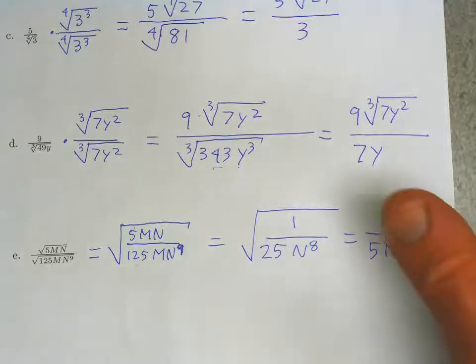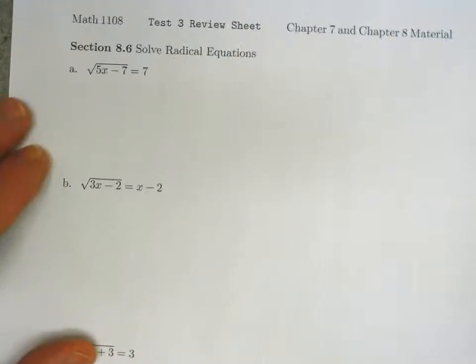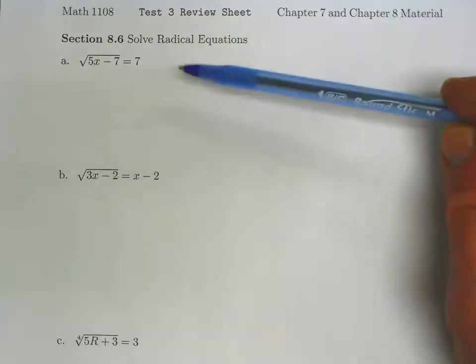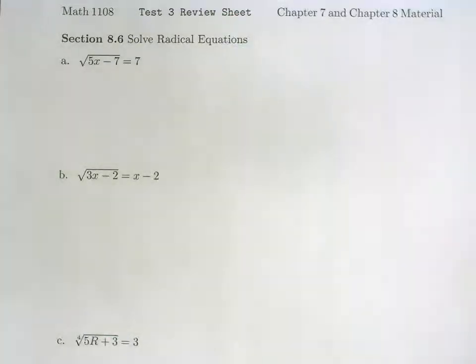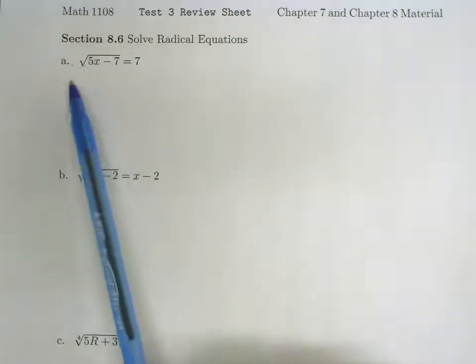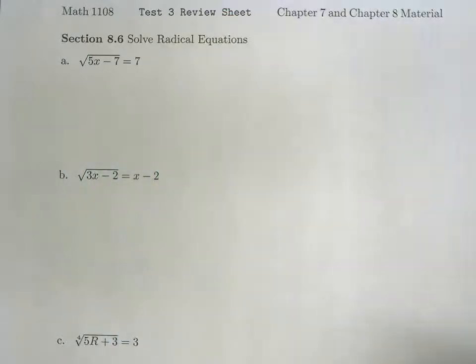Okay, I think we'll be able to cover everything that we want to cover today. From section 8.6, we'll solve some equations with radical expressions. So on this one, we have the square root of 5x minus 7 equals 7. At this point, it does make sense because the left-hand side is the positive square root and the right-hand side is a positive number. So no red flags yet.